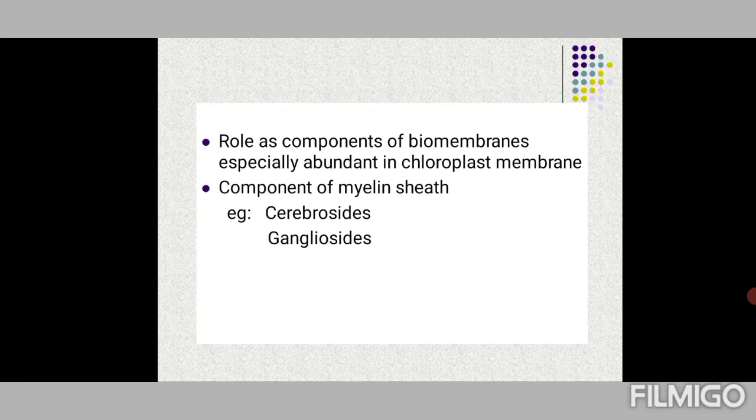Its role is as a component of biomembranes, especially abundant in the chloroplast membrane. So that is a curious one, chloroplast membrane. That is a point to be remembered. And it is a component of myelin sheath, which is also important, especially cerebroside. So cerebroside and ganglioside are two examples. The first one I mentioned in myelin sheath was ceramide, and apart from that, cerebroside was also present in myelin sheath.